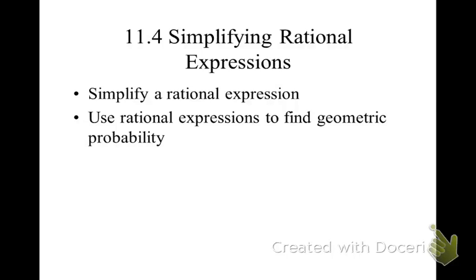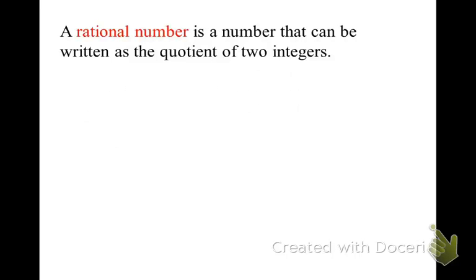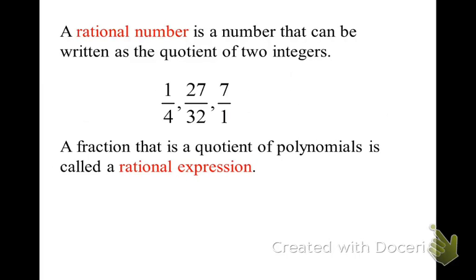Okay, so now we're going to talk about simplifying rational expressions. In section 11.4, we're going to learn how to simplify a rational expression, and we're going to use rational expressions in discussing geometric probability. So a rational number is a number that can be written as a ratio of two integers. So 1/4 is a rational number.